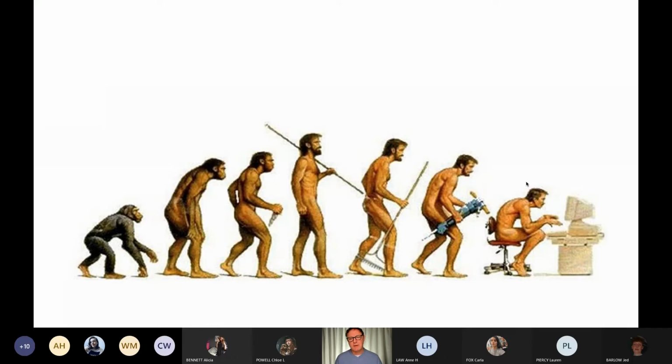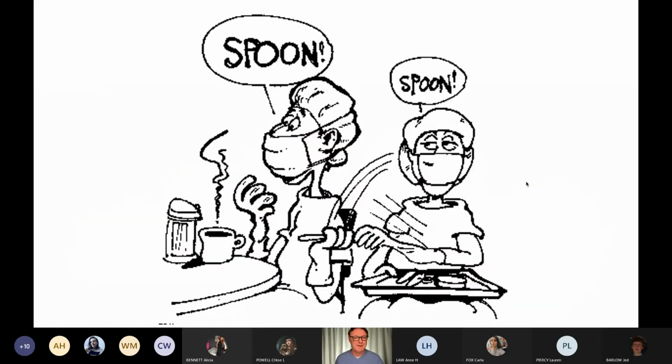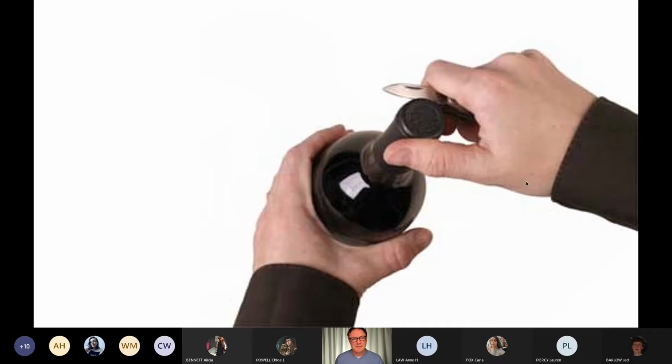Here's an image of the evolution of man and how the tools that we use have actually influenced and impacted evolution itself. Here's another cartoon spoof for you. How would a surgeon request a spoon in the same manner as if it was in an operating environment, at an operating table?